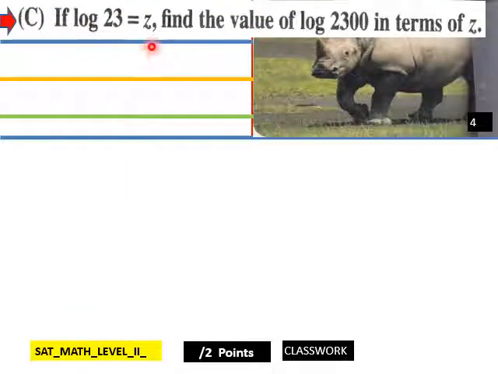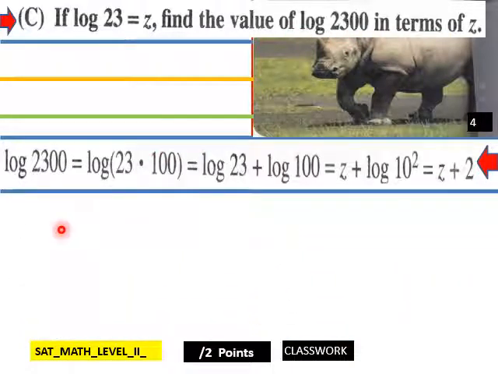C, if log 23 equals z, find a value of log 2300 in terms of z. So log 2300 will equal log of 23 times 100, which would be the same thing as log 23 plus log 100, which will equal z plus log 10 squared. And then when you take, this is log base 10 here, the two tens will go away, your log will go away, it will just be 2 then. The 2 will drop down, and you end up with z plus 2.